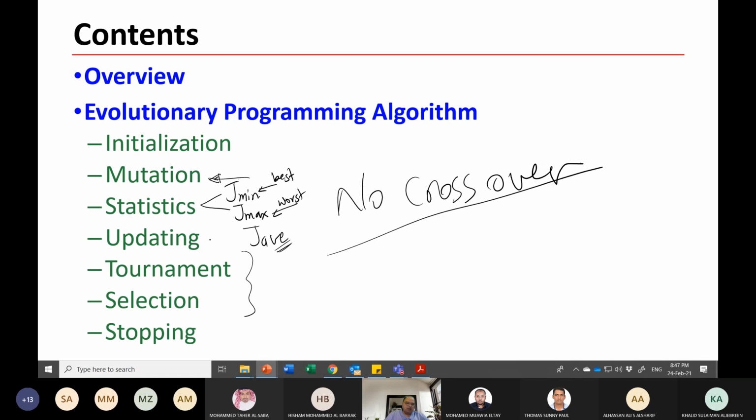And then you can do some kind of tournament similar to what we have in genetic algorithm. You select randomly and you compare, and then you give a weight here. A little bit different than genetic algorithm, but the same concept. When you compare and this solution is the winner, then you increase its weight and so on. So you do some kind of selection and the stopping criteria similar to what we have in genetic algorithm.